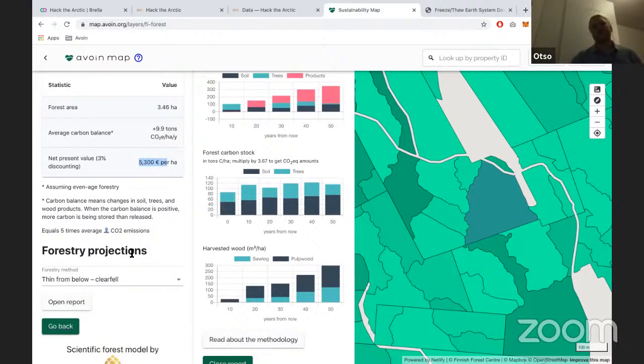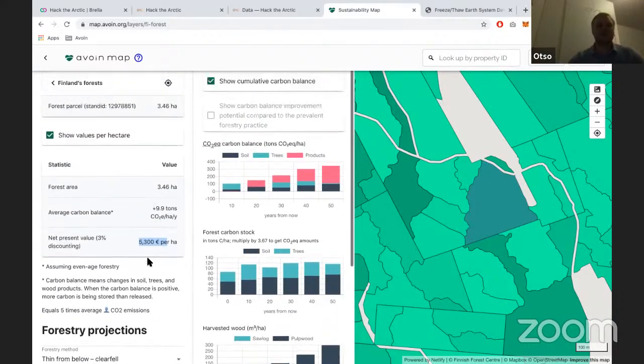This is an advanced model because we have taken the data and put it in a scientific carbon model. And then this carbon model is telling us several things. It is estimating how this forest will be managed in the next 50 years. It tells what the carbon stock is at the moment in the soil and in the trees, because the Finnish data includes also soil data. So it is a mix of 20 different sources, but most important the LiDAR. And then it tells how this carbon stock is developing over the years, and what the carbon balance is.